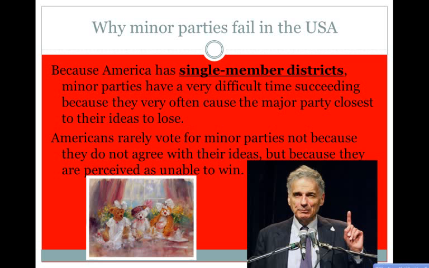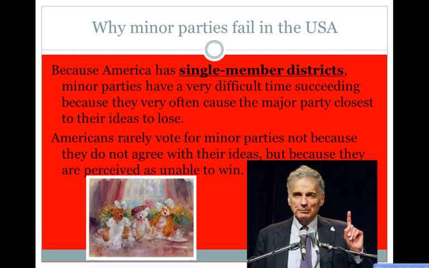Because we have single member districts, only one person can win, and if one of the minor parties steals votes from the extremes within the political parties, that oftentimes causes the party that's closest to their ideas to lose. This is a little bit of a complicated idea, and we'll be doing some math in class to help you figure out exactly how this works.